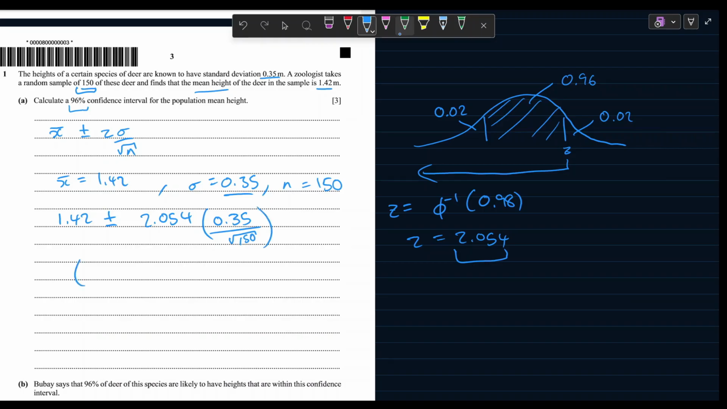And so let's punch this into the calculator. I'll start with the lower limit, 1.42 minus 2.054 multiplied by 0.35 over the square root of 150. And this gives us 1.36 to 3 significant figures. And let's do the upper bound. Upper bound will be 1.48 to 3 significant figures.